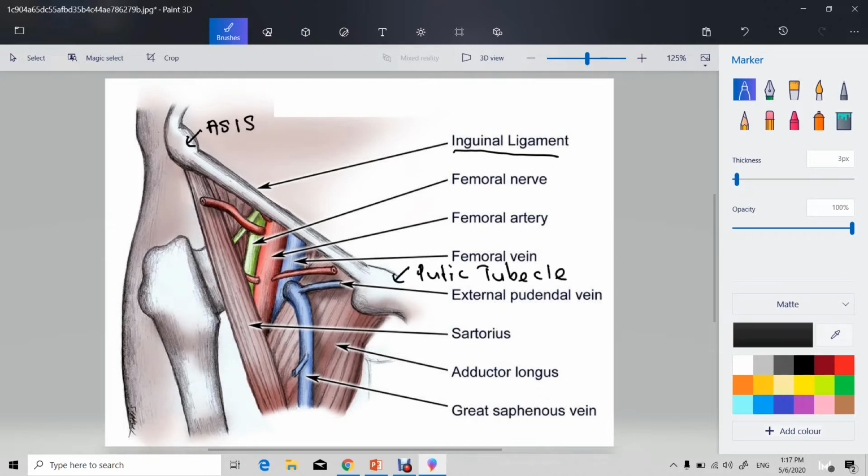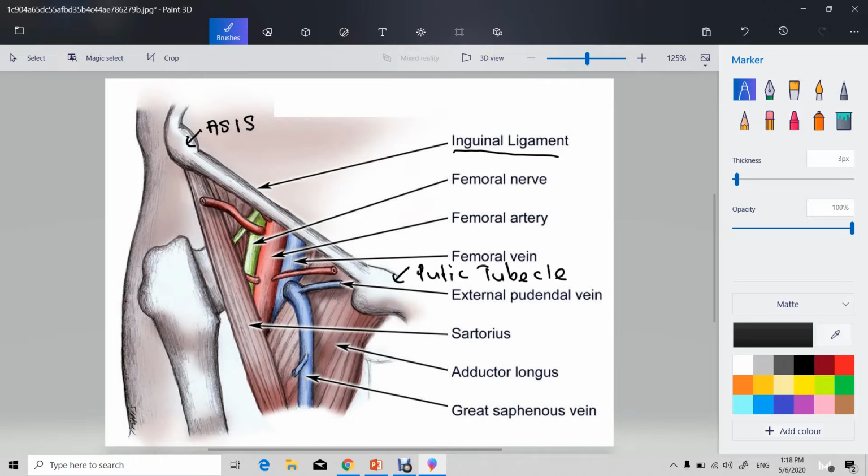The lateral border is formed by the sartorius muscle, and the medial border is formed by the adductor longus muscle. So we have the superior border from the inguinal ligament, the lateral border formed by sartorius, and the medial border formed by adductor longus muscle.